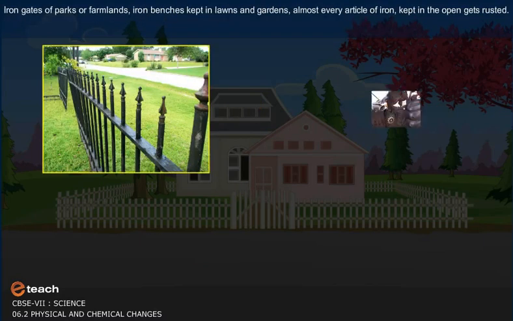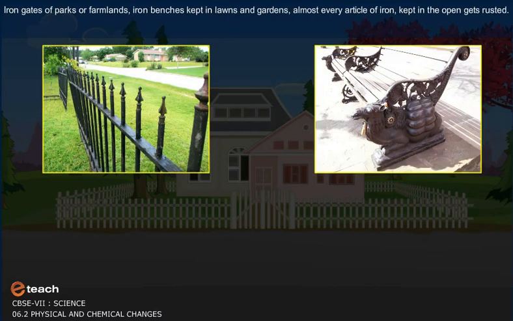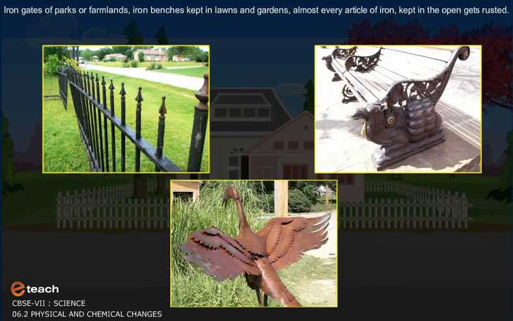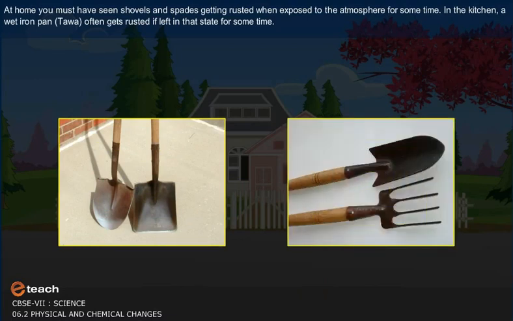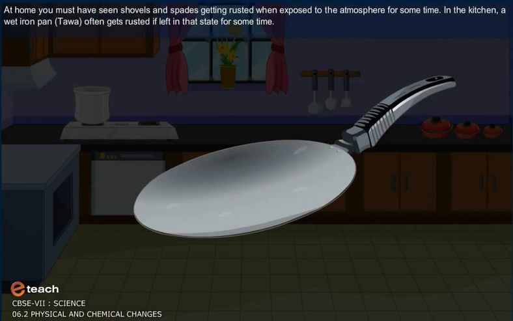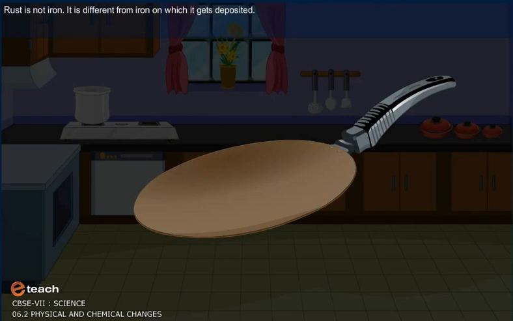Iron gates of parks or farmlands, iron benches kept in lawns and gardens, almost every article of iron kept in the open gets rusted. At home, you must have seen shovels and spades getting rusted when exposed to the atmosphere for some time. In the kitchen, a wet iron pan, tawa, often gets rusted if left in that state for some time. Rust is not iron. It is different from iron on which it gets deposited.